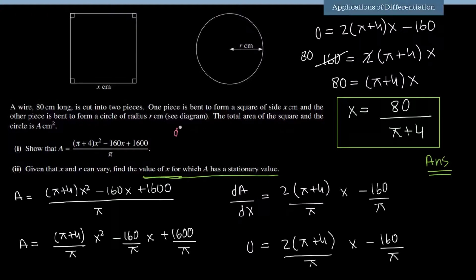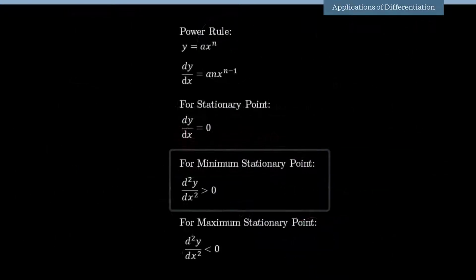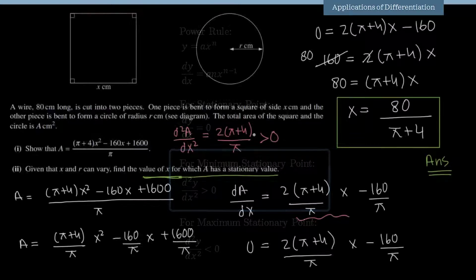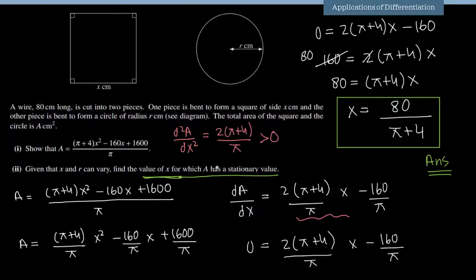The double derivative would be d square A divided by dx square is equal to, the derivative of this term would be 2 times (pi plus 4) divided by pi. This term is a constant, so its derivative would be 0. And this whole term would be some positive number, meaning it would be greater than 0. And when the double derivative is greater than 0, then the stationary point is a minimum stationary point. So the nature of this point when A has a stationary value is minimum. The question did not ask us this, but if it was asked, this would be the answer.